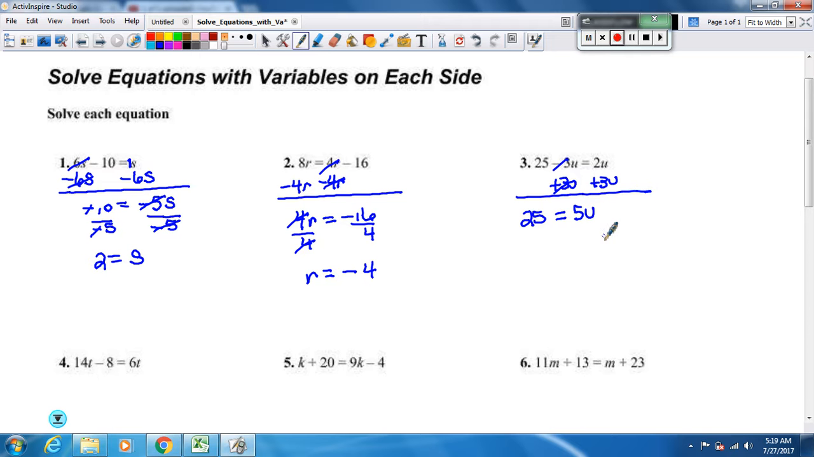This is 5 times u. The opposite of times is divide. So divide both sides by 5. You're always dividing by whatever is stuck to your variable or your letter. 25 divided by 5 is 5 equals, top cancels with bottom, u.